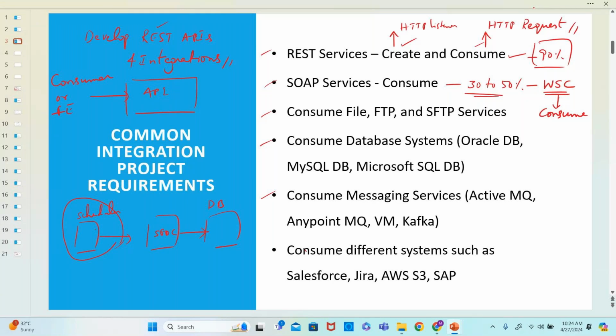For example, if a file is placed in an FTP server, then you'll use the FTP connector. For example, if your file is placed on an SFTP server, then you'll use the SFTP connector. See here, the intention is to consume the file, okay, consume the CSV file or whatever the file format is, and then do some operations on it, and then transfer the data to a different system or an application. Exactly. Okay, for that reason, even this is also a very common requirement in integration projects.